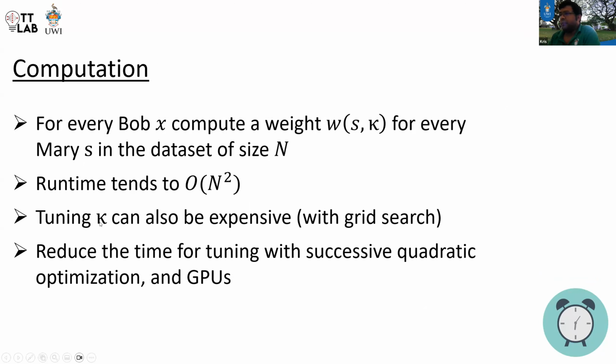with a grid search. But we have been doing some work, Kevin and I, with Ken and Prof, showing how we could tune this parameter using quadratic approximation or just using GPUs to get the runtime down. So while it's expensive theoretically, there are ways in which we can estimate it quickly.